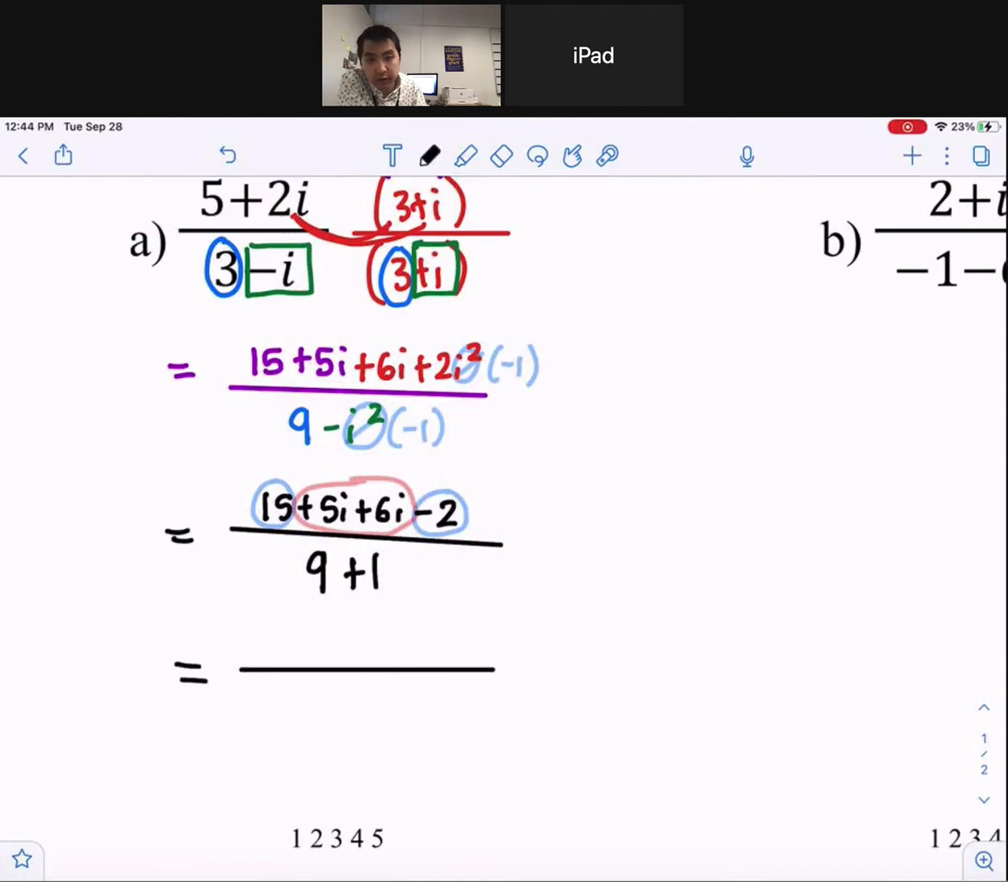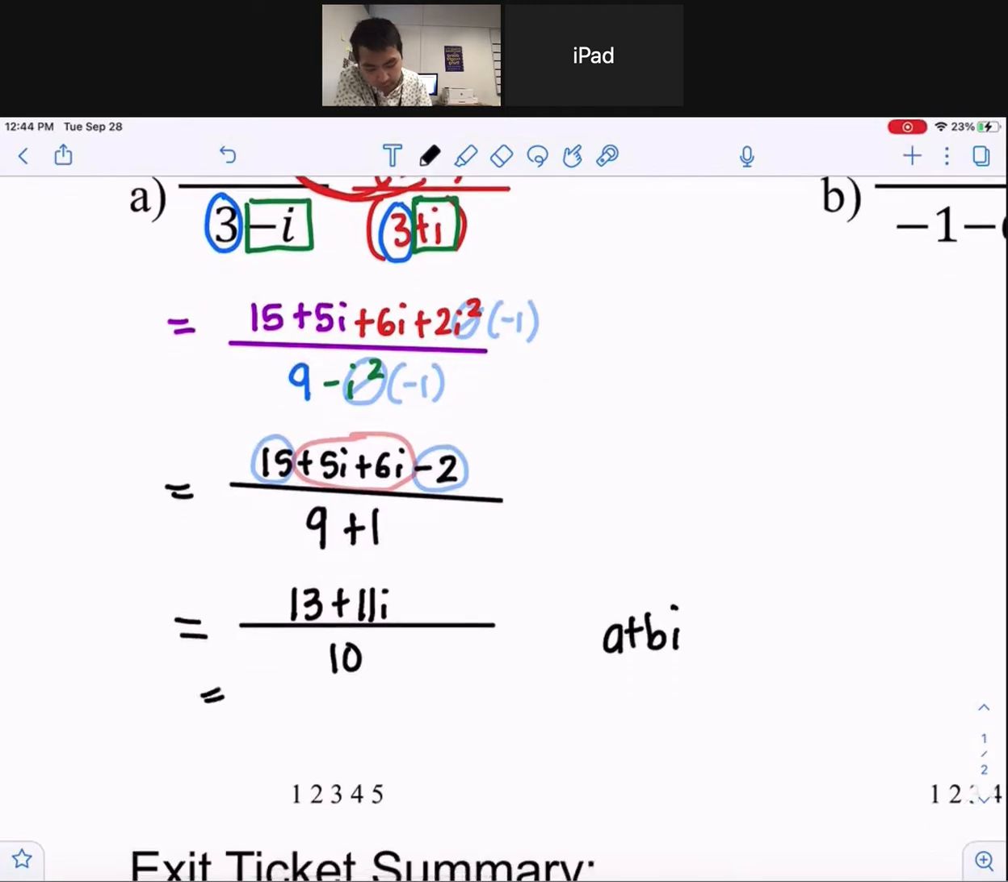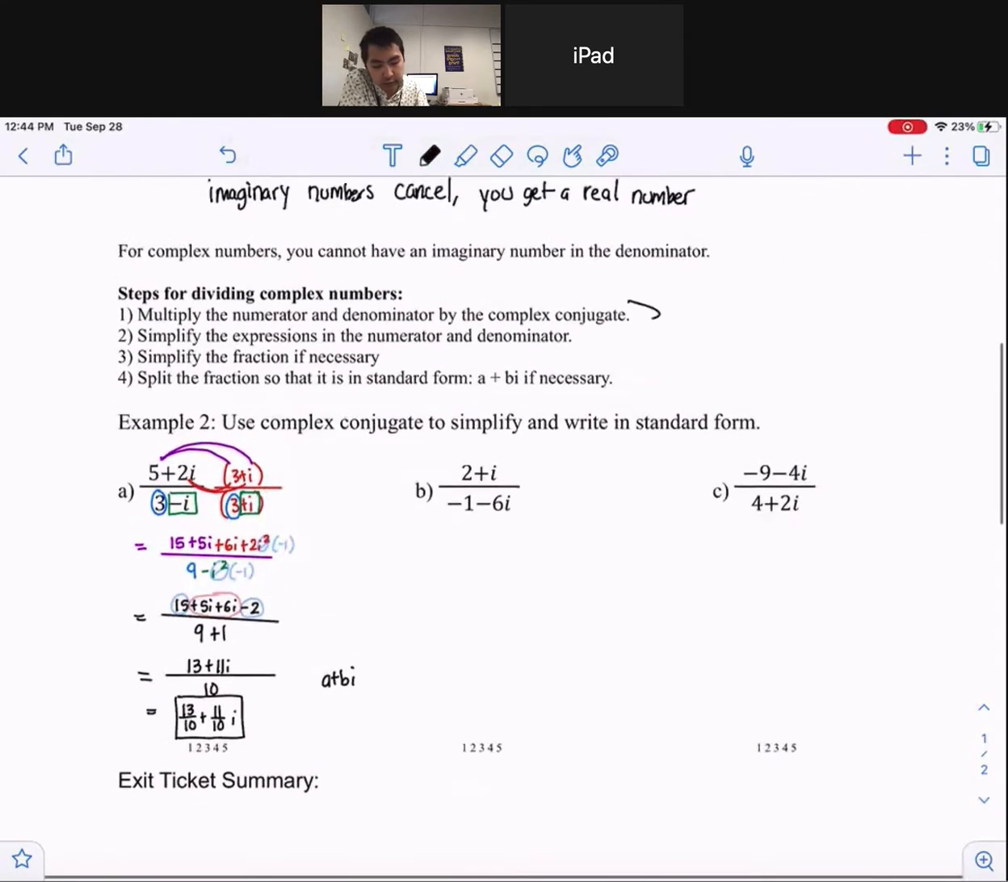So 15 minus 2, because we want the real numbers first. That's 13. 5i plus 6i, 11i. 9 plus 1, 10. So we want it to be in the a plus bi form, you guys, standard form. So to make this look like standard form, we're going to split the fraction. 13 over 10 plus 11 over 10i. And there's your guys' final answer. So again, just follow these notes, right? These notes help you guys to solve and to guide you how to do each one.